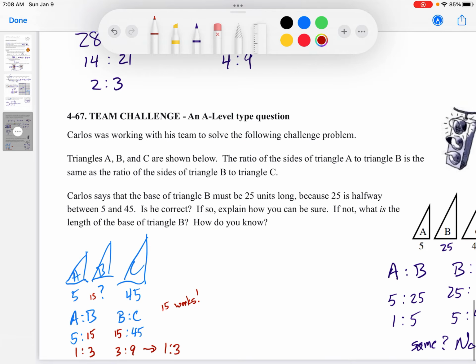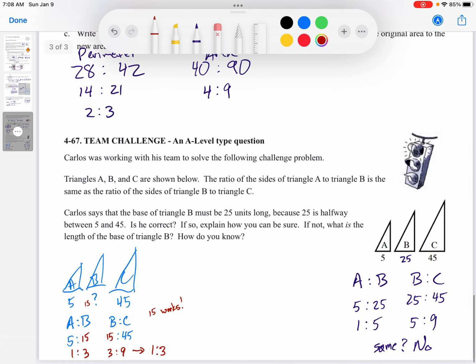Now, another way to look at that: whatever we multiply 5 by to get to B, as a ratio, is the same number I would need to multiply B by to get to C. So 5 times 3 in this case gets me to 15, and 15 times 3 gets me to 45. For right now, there are some ways to calculate this later, but I think guessing and checking will be our best method. So if you have any other questions, please let me know.